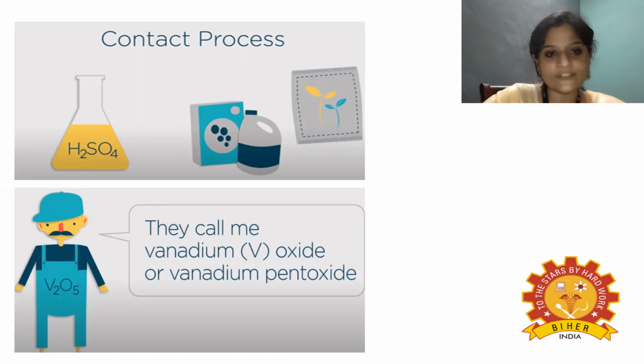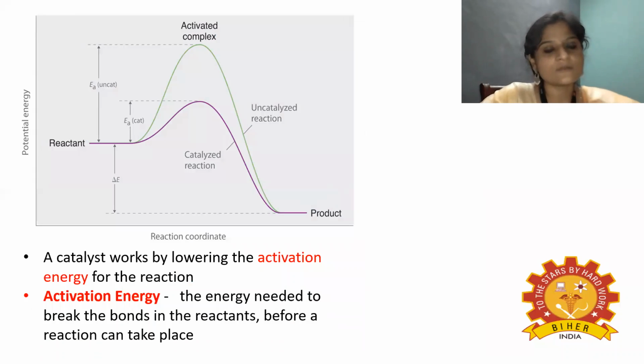So a wide range of catalysts are used for different chemical reactions to speed up the reaction. A catalyst works by lowering the activation energy for the reaction. Let us see how a catalyst works. All this time I was telling that a catalyst is going to create a new pathway for the reactants to form a product. We'll see how exactly this catalyst works on the reaction to speed up the reaction time.